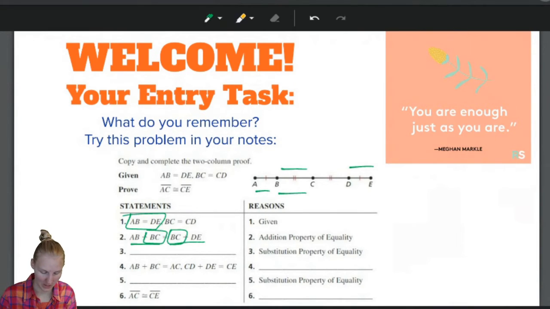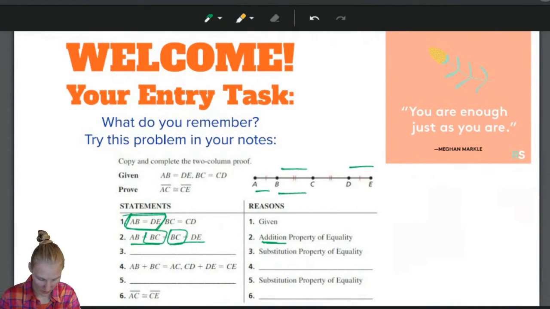There we go. Okay, so they took this statement and they added BC to both sides, and as long as I add the same thing to both sides of the equation, that's okay. They are equivalent equations because of the addition property of equality. That feels good. Now, substitution property of equality. Let's see.